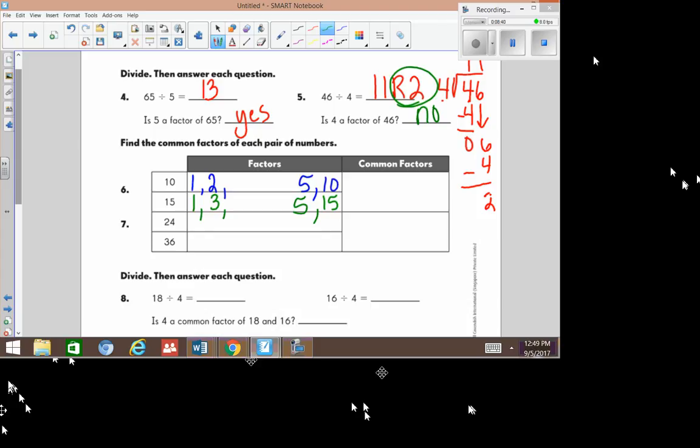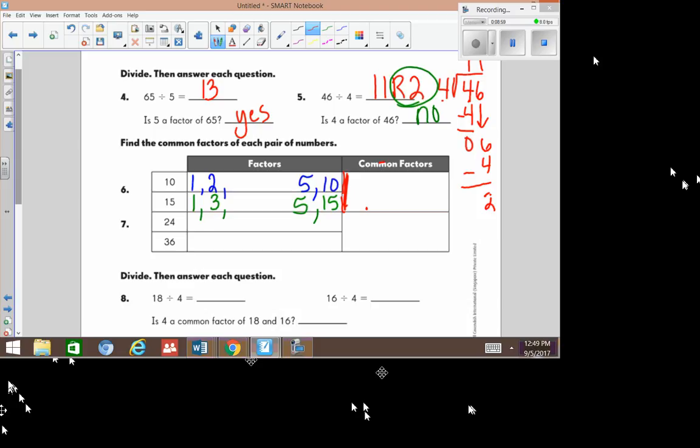Yep. Okay, so now it says, what are the common factors of these 2 lines right here? What's the common factors of these 2? Well, common means like y'all. What do we all have in common? Well, we're all people. We all have hair. Actually not all. We all have on clothes, right?